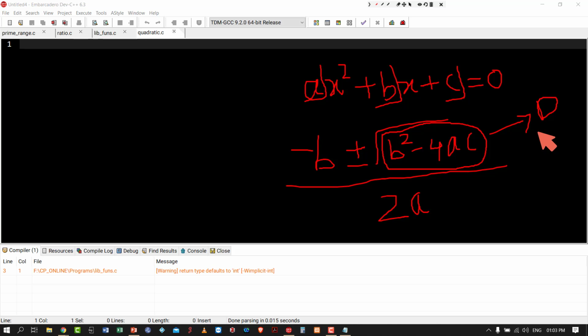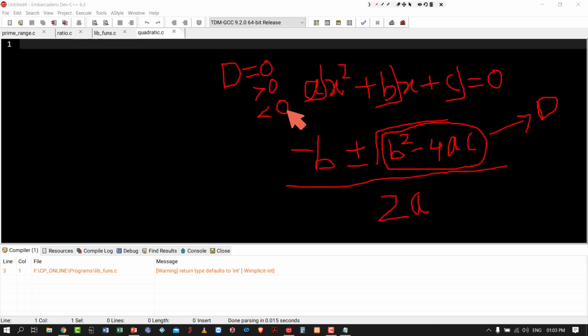What are the possible values of D? Greater than 0, equal to 0, less than 0. Okay, D equal to 0, greater than 0, less than 0.